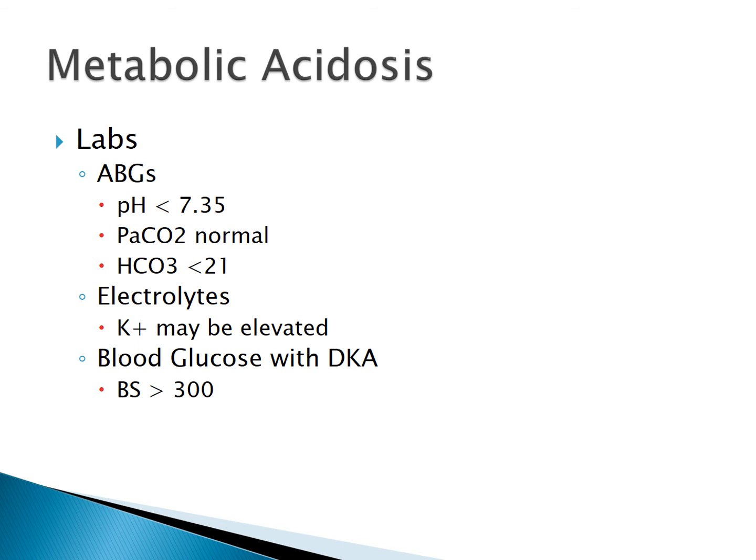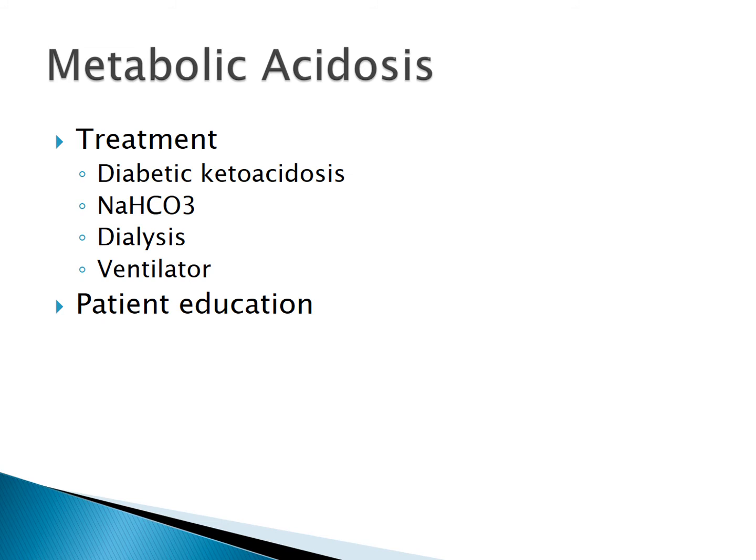Your PaCO2, though, in this case, is normal. And then your bicarb is less than 21, so that is also low. So metabolic acidosis is going to have a lower pH and a lower bicarb. They're going to be going down the same. Okay, with electrolytes, your potassium may be elevated. If you have somebody in diabetic ketoacidosis, their blood sugars will probably be over 300. So treatment, if you have somebody in diabetic ketoacidosis, we're going to administer rapid-acting insulin and monitor potassium levels. The potassium levels will drop when acidosis is corrected.